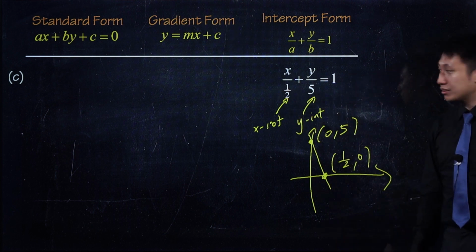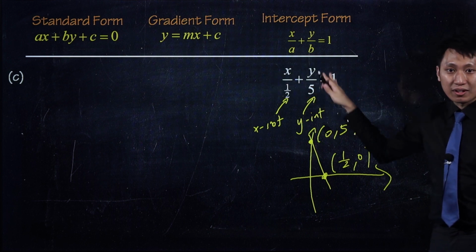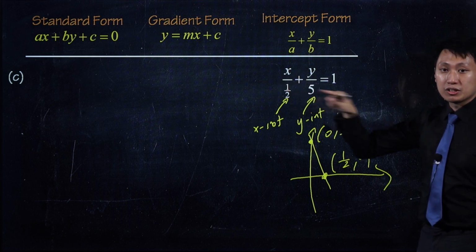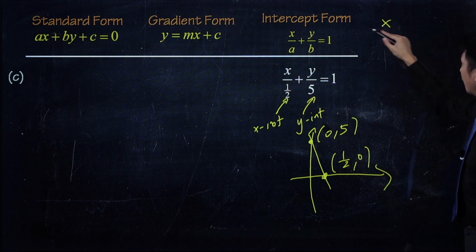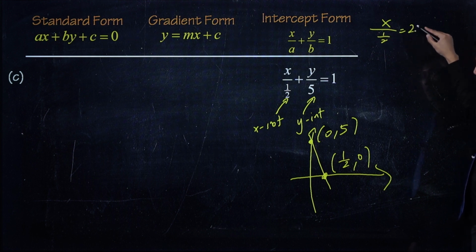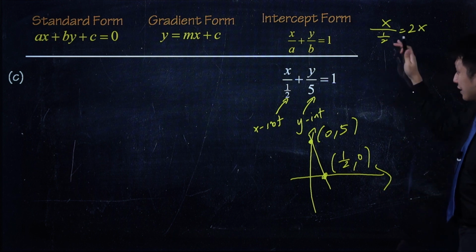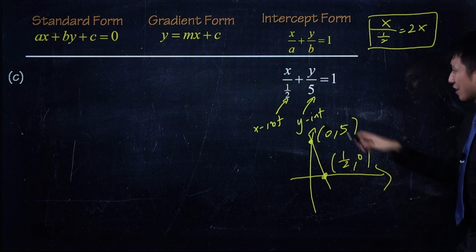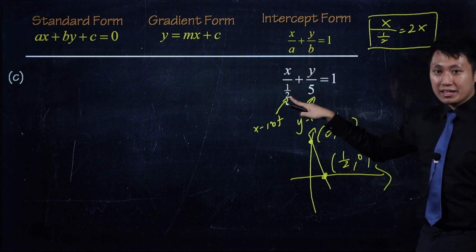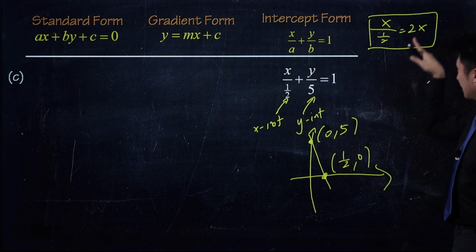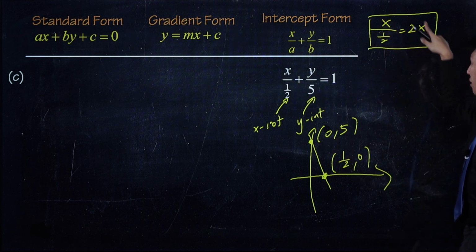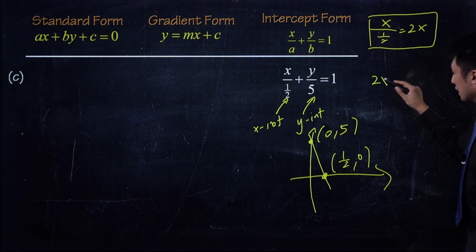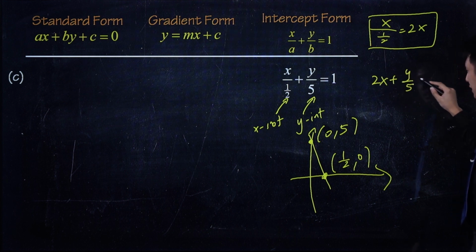So there are a lot of ways that you can do this. If you rewrite this one, it will be equal to this one: x over half is equal to 2x. Do you see that? x over half is equal to 2x. If you don't know, try to work this out and see whether you get 2x or not. Because it's a divided by b, c divided by d, so it's AD divided by BC. This is ABCD. So this is 2x plus y over 5 is equal to 1.